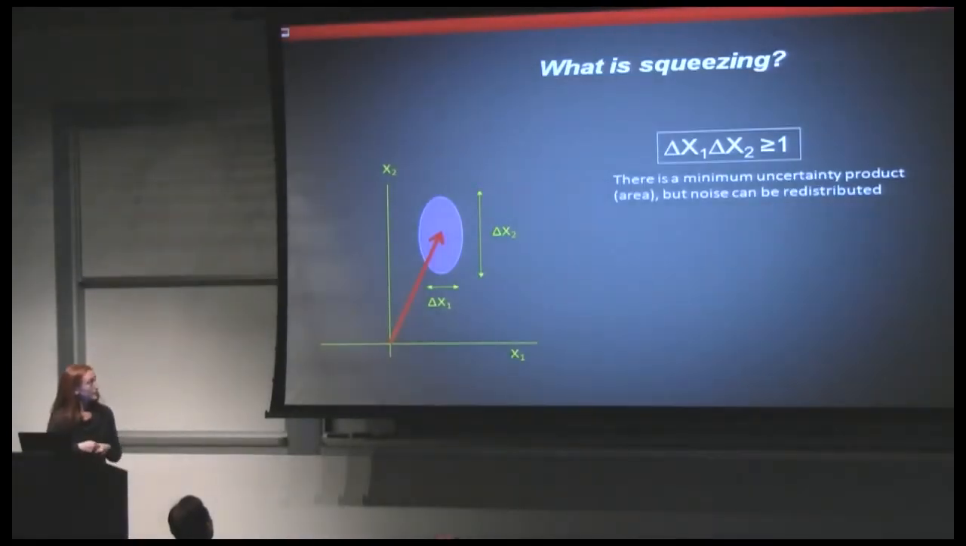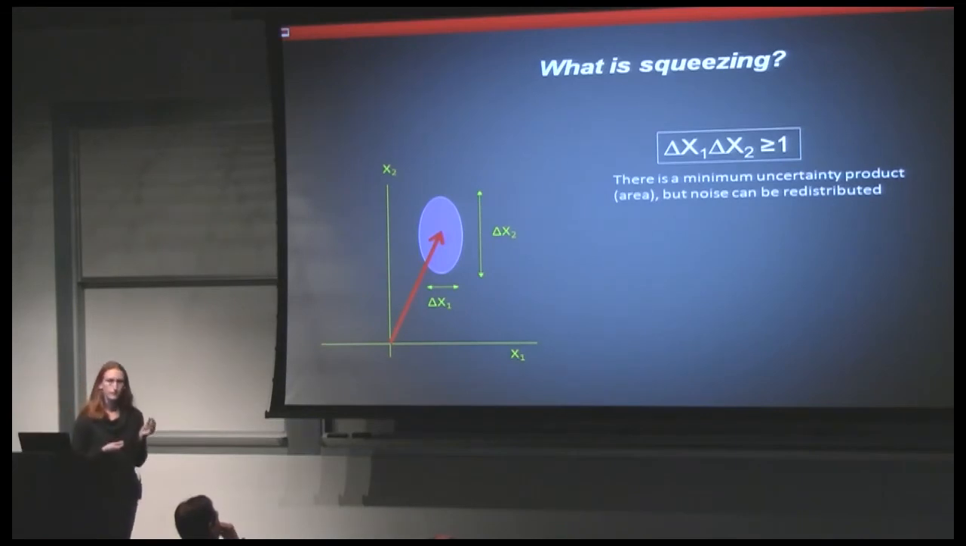So what's squeezing? We have the uncertainty relation that just places a minimum on the area of that ball, but not a minimum on the uncertainty in either quadrature. So we can reduce the uncertainty in one quadrature at the expense of increasing it in another quadrature.